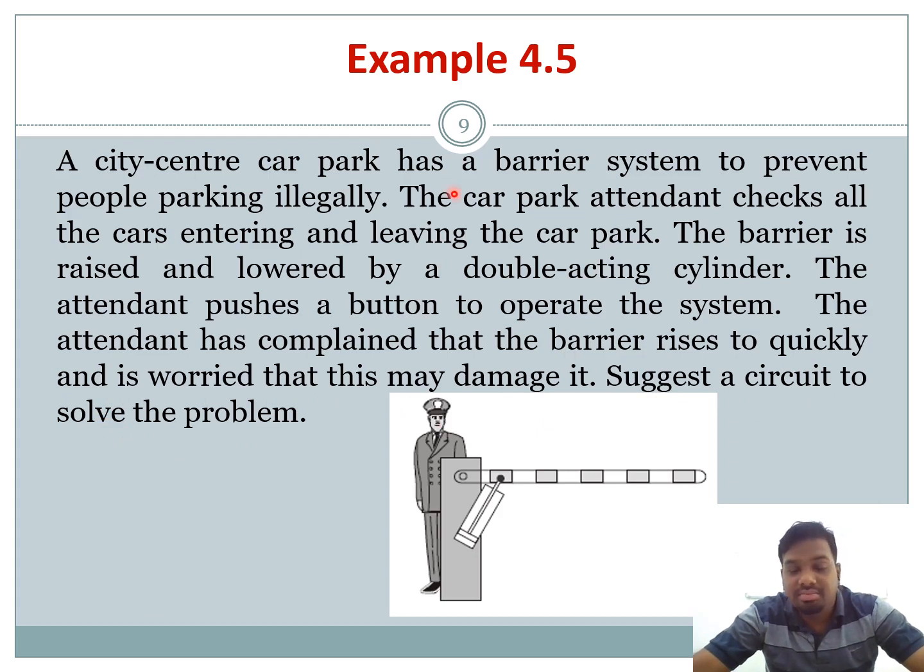This is a similar question that will appear in your exam. In your exam you'll be asked a similar question like this, and you need to suggest a circuit to solve some problem, because this subject is about developing or designing a circuit to solve a problem. Here you have a barrier system for car parking. The question says that the attendant has complained that the barrier is rising too quickly. The meaning is that the cylinder is extending too quickly, so you need to suggest a circuit to reduce the speed.